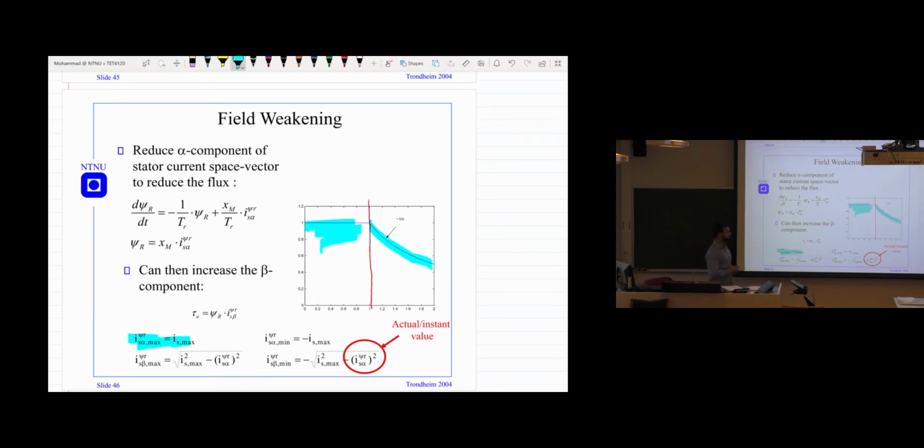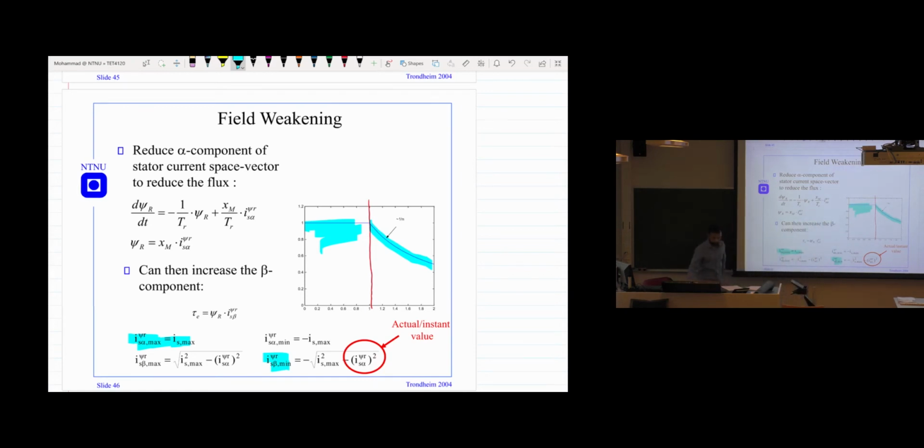What is the reason? We are applying the field weakening. This means we are reducing the alpha component of the current, and then we can use the same current to have a higher beta component of the current. We are reducing this one, then we can increase the beta component to increase the torque. So therefore, we can run it in the field weakening region and still have a good torque component here.